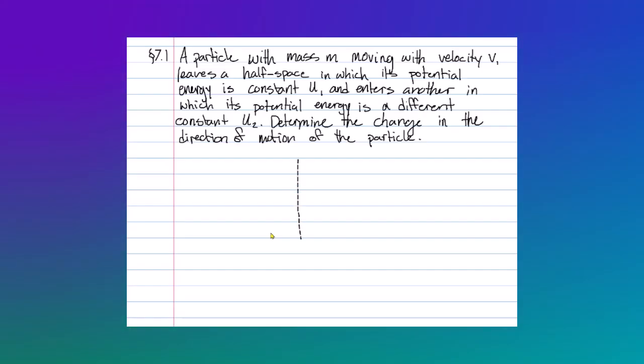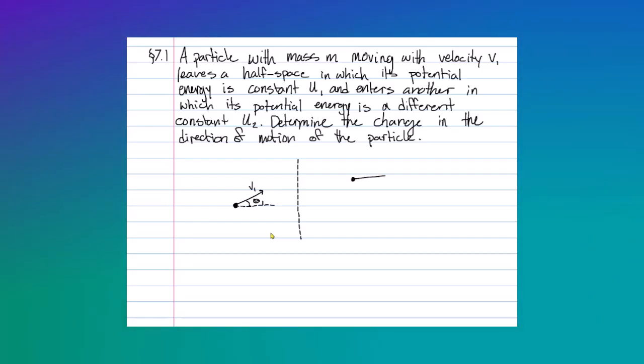So I'll start by drawing the situation. We've got the dotted line representing the boundary, and the particle moving with a certain initial velocity, v1. And that v1 has an angle from the horizontal of theta1.